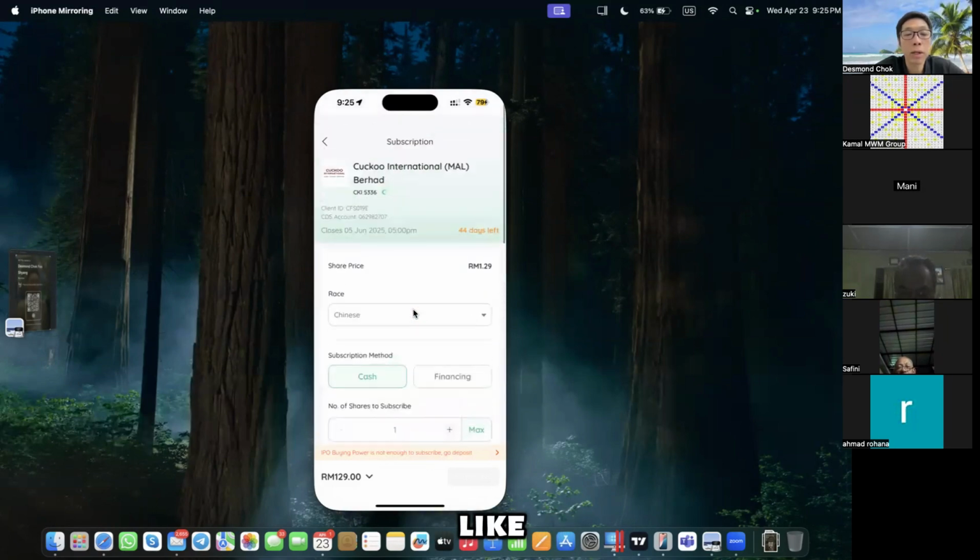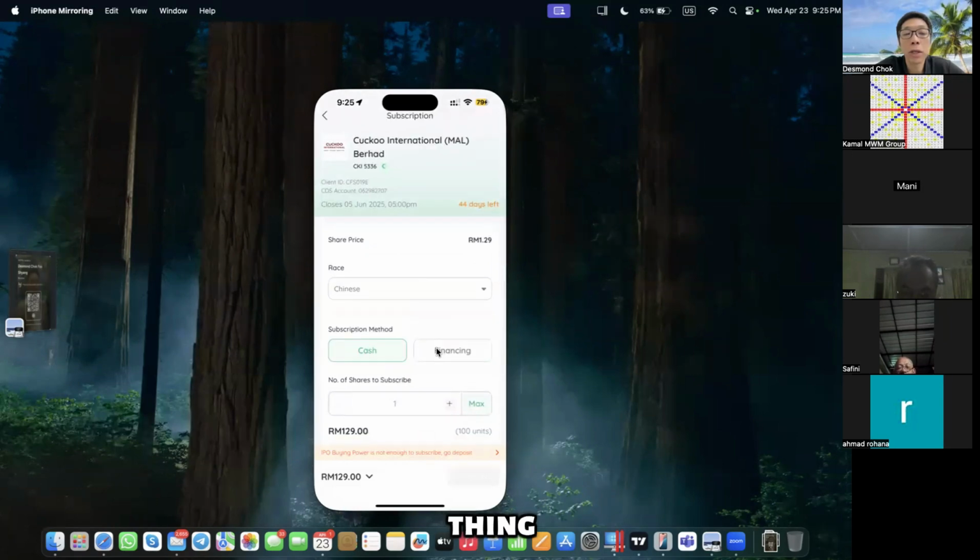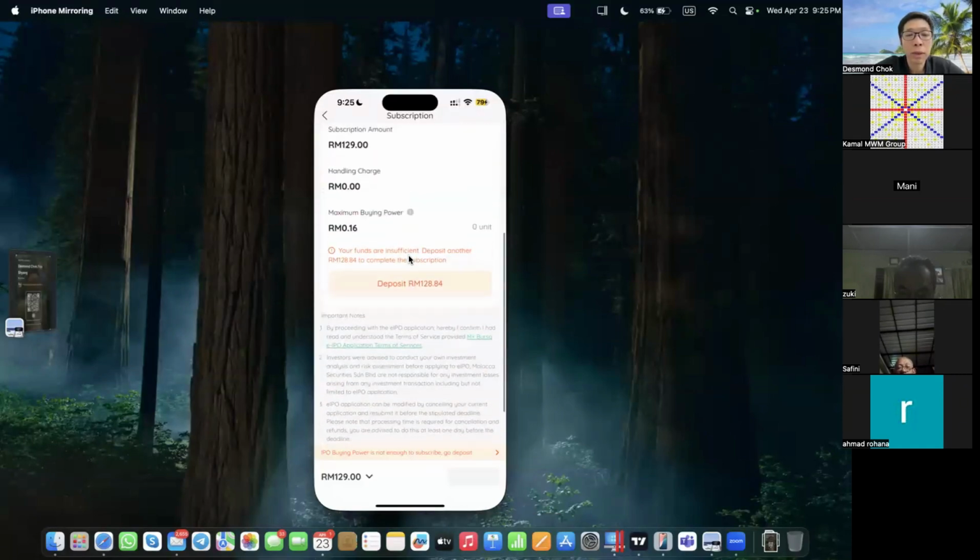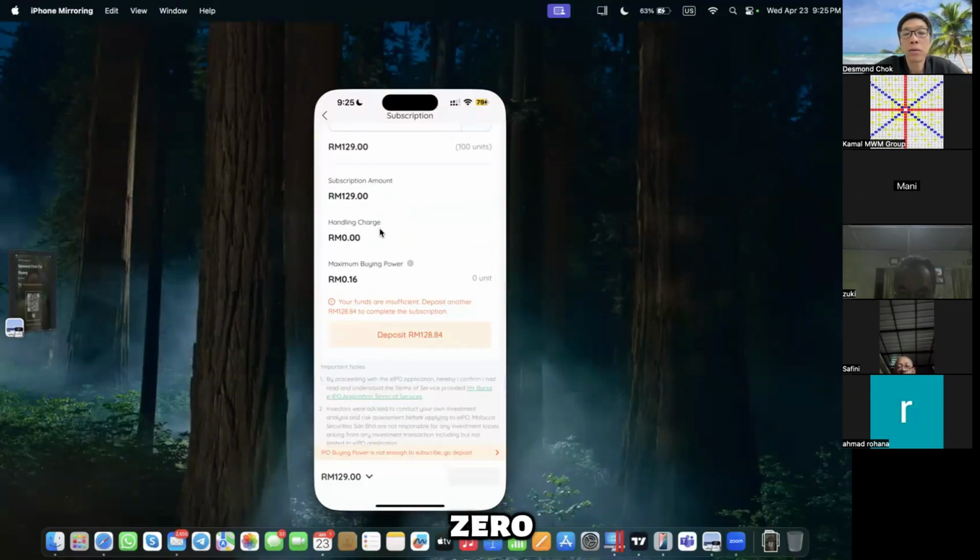And one more thing, when you apply for an IPO through the M Plus Global app, there are no charges like you see here. Handling charges is 0. If you apply at a normal conventional online bank, there's a charge of 2 ringgit.